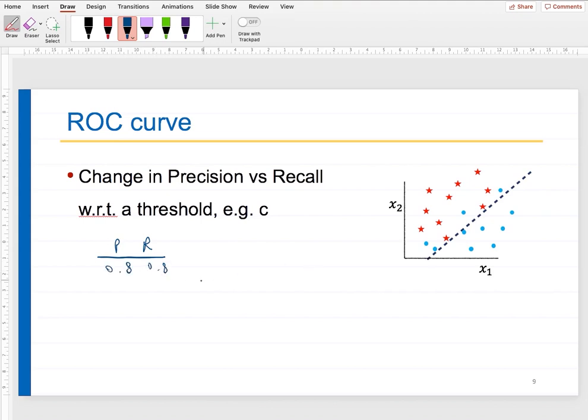So my precision and recall was 0.8, 0.8. Now what is the precision and recall? What is the precision now? Precision is 1, very good. And recall is? What is the recall? Oh, I'm sorry. Recall is 1, not precision. Precision is? 0.6, very good. Are you sure?